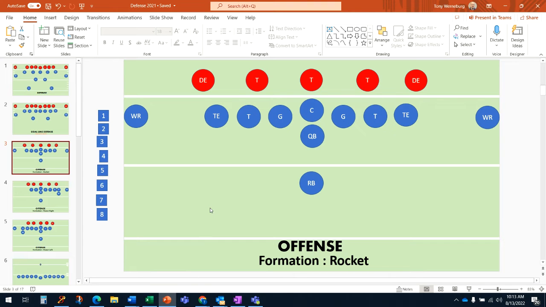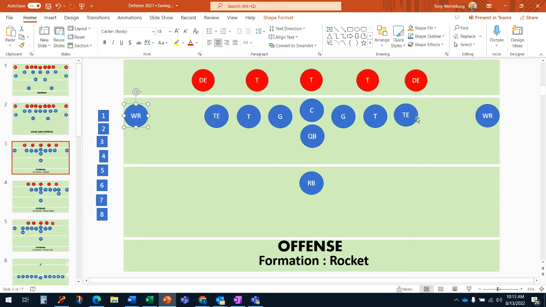We're going to go over real quick a review of our formations and talk about some new formations. So to begin with, formation rocket. This is our regular rocket formation. What we're going to notice about this formation is that the wide receivers are split out. Both wide receivers are split out to the edge of the field.